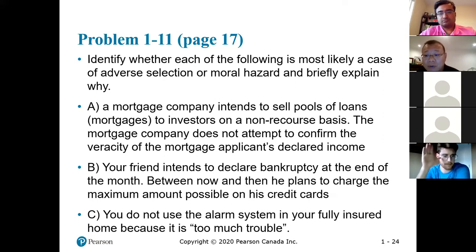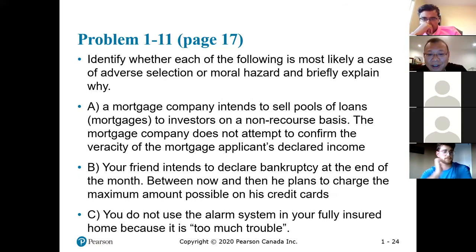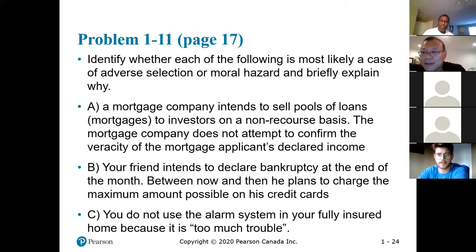Okay, very good. So what happened is the mortgage companies are not taking the risk. They know that if they do not verify the income, there's a negative consequence. The negative consequence is that the mortgage will default. But that consequence is not borne by the mortgage company. It is borne by the investor. So because they are not taking the risk of that negative consequence, they choose not to verify. That is a moral hazard. Very good. Does that make sense?